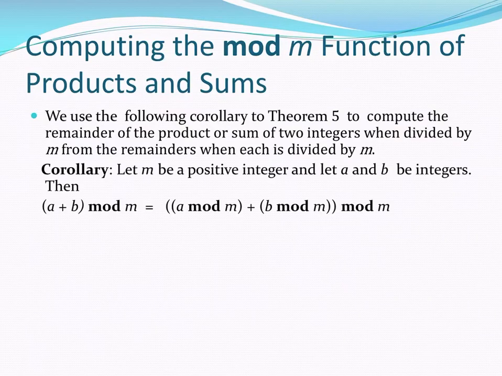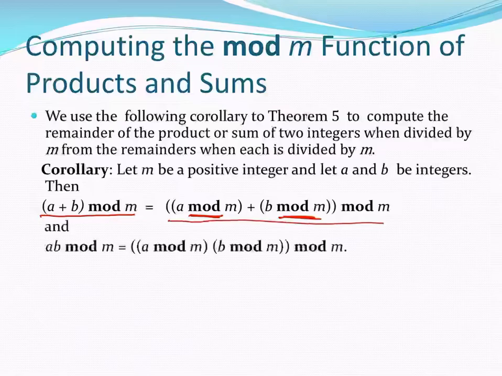And here's a corollary to that. The proof of this is in the text. But what it says is that if I have a plus b mod m, then I can take the modulus of a, and if I want to, also the modulus of b, and I will maintain the overall value of the expression. And the same thing is true with multiplication. a times b mod m is equal to a mod m, if I like, times b mod m, as long as I'm taking mod m at the end.